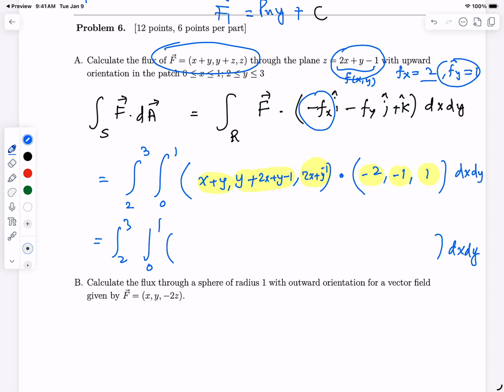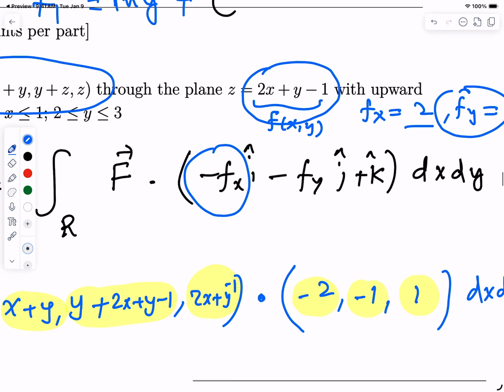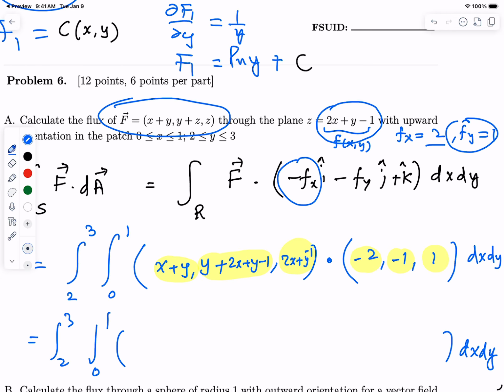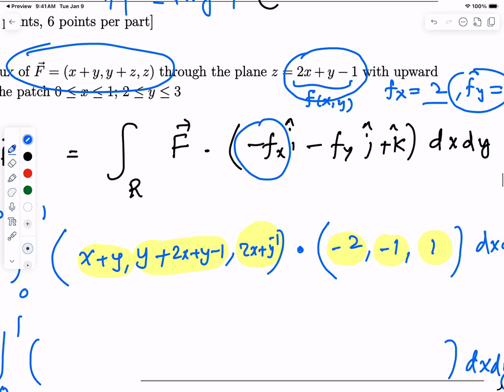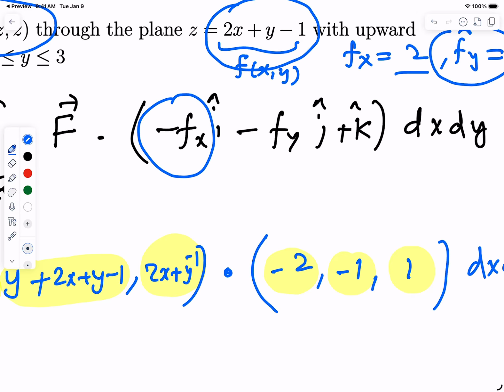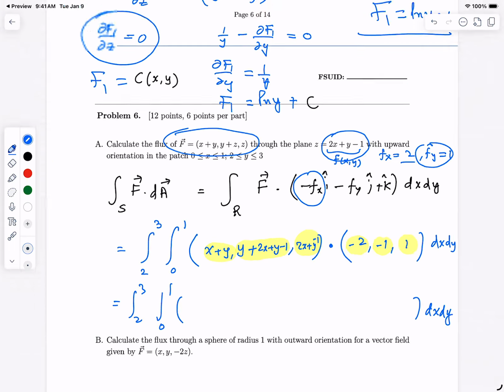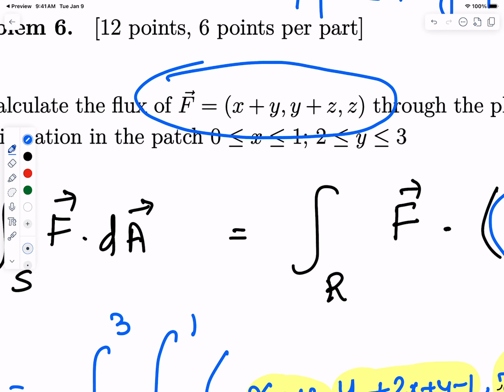Okay, good to go. I'm not going to solve it. So the function can be anything. You need to know this formula. In the vector field F, you replace z by that function, and then you take the dot product with this vector given by negative fx, negative fy, and z component is plus 1, and you integrate in this xy region, and you also decide what should these limits be. If the limits are nicely given, then I think we are good to go.